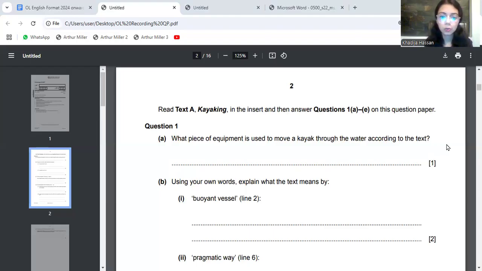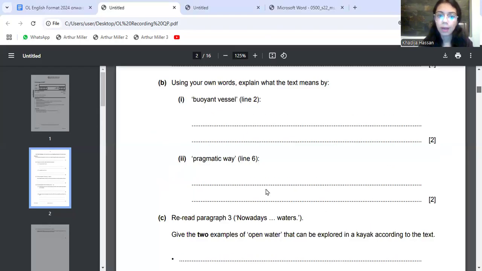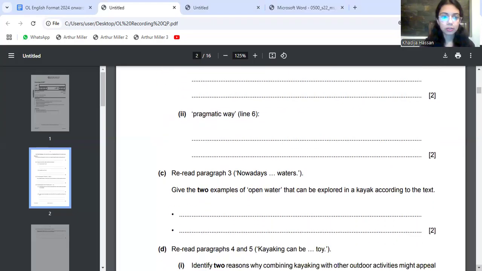So part B is: using your own words, explain what the text means by buoyant vessel from line 2, and pragmatic way, line 6. And this is the using your own word question, right? Now, the way that you answer this is by first, obviously, reading the phrase the way that it has been used in the insert. If you know what buoyant means, and if you also know what vessel means, you should not directly be writing the answer. You should first go to the text, read the sentence in which this phrase has been used, and then come back and try to answer this. The same goes for pragmatic way. I will elaborate on this once we solve this further.